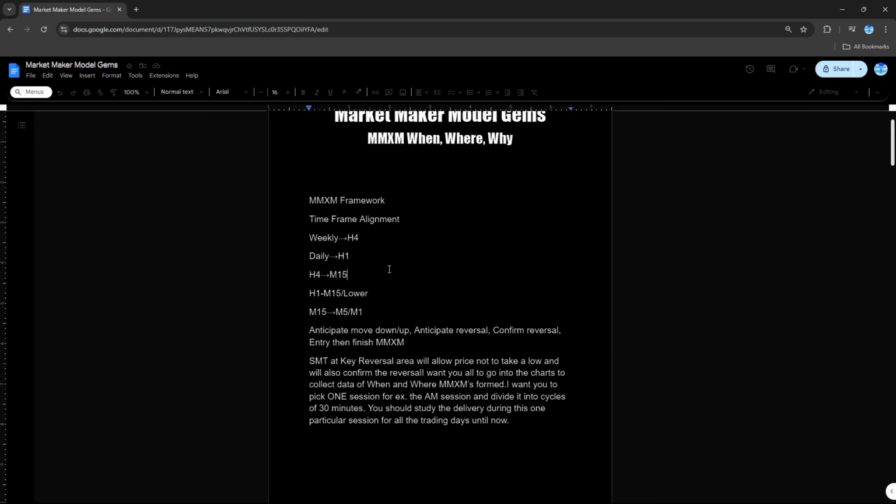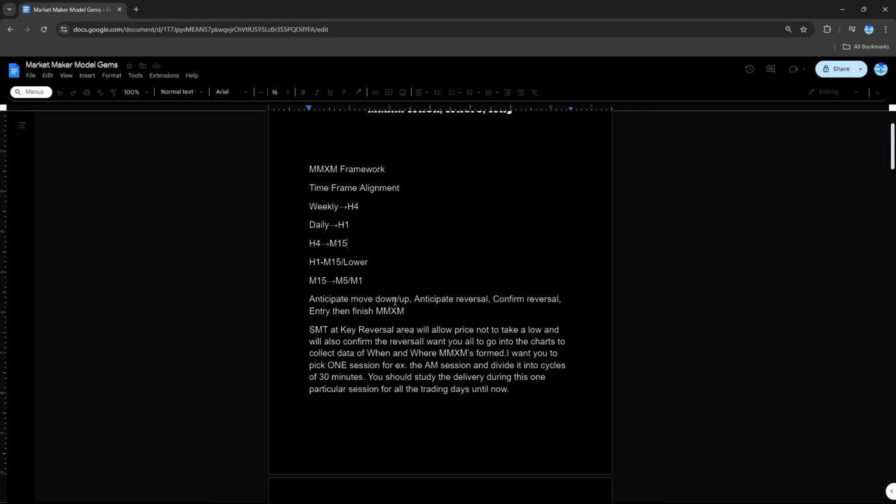If you overlap a lot of the PD arrays and understand where we're drawing to and why we're drawing, right, away from a target, or delivering from an inefficiency to balance price action lower or higher, that's really all that matters from a monthly to a weekly to a daily standpoint, and then finding an entry inside of the daily expansion. For almost anything, we'll anticipate a move up or down, anticipate the reversal, confirm the reversal, and enter to finish out the market maker model.